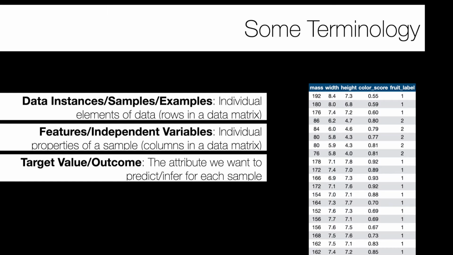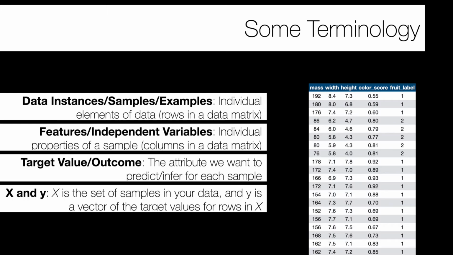You also have a target value or outcome. This is the thing that we're trying to predict or infer for each sample. So given some set of features, what is the thing that we're trying to predict? What's the target value we're trying to predict here?